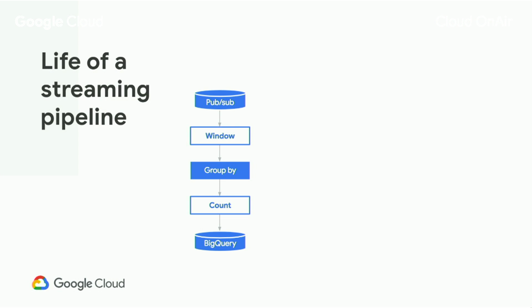Let's take a minute to review the life of a streaming pipeline, similarly to how we looked at the life of a batch pipeline. I have a pipeline that reads from PubSub, does a windowing operation, basically windows my input stream by some business time dimension, then does a grouping of data elements, and runs an aggregation operation, a count in this case. It basically counts the number of elements in a group and stores the results in BigQuery.